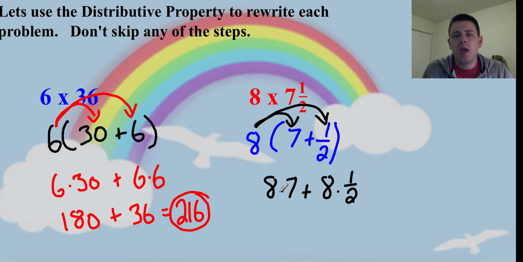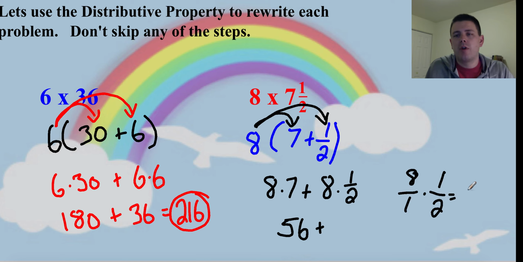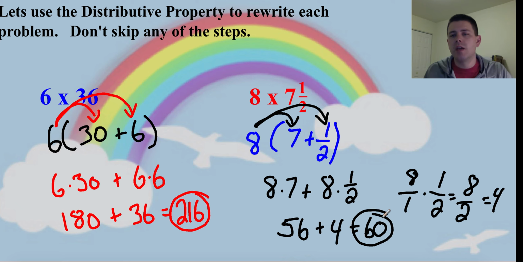8 times 7 is 56. 8 times 1/2, well, that's really 8 over 1 times 1/2, which is 8 halves. Remember, just multiply your numerators together, multiply your denominators. 8 halves simplifies to be 4. So 8 times 1/2 is 4. 56 plus 4 is 60. There's my answer. No improper fractions, no fancy work.